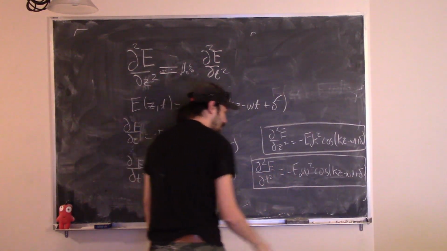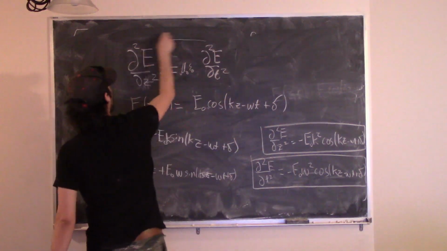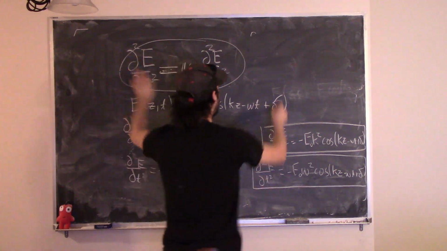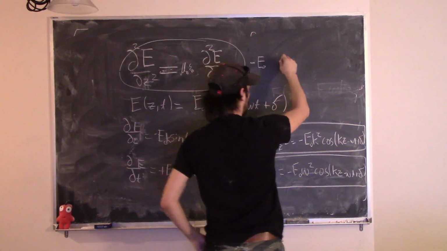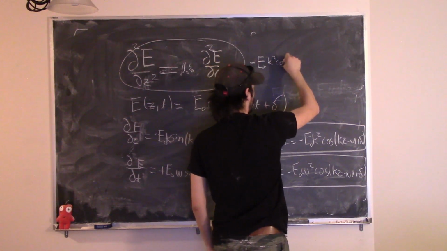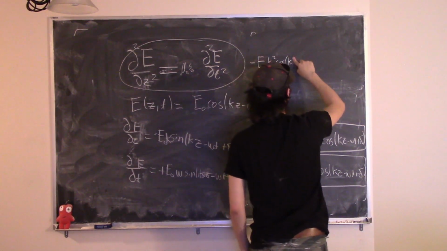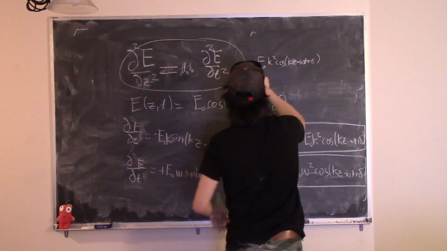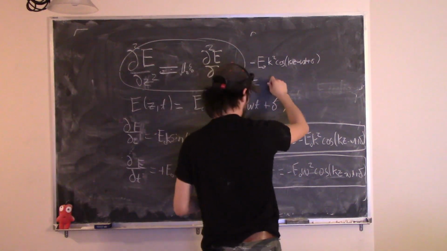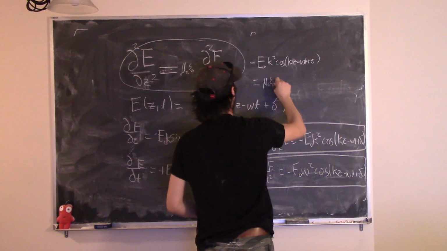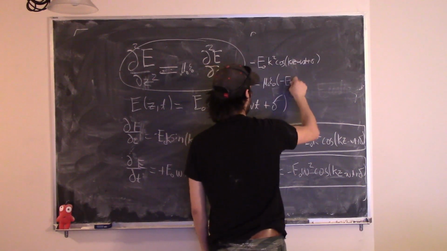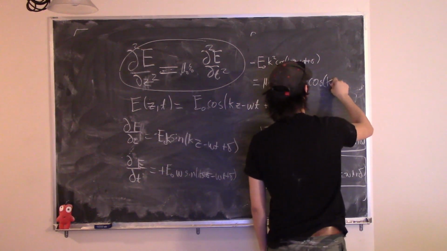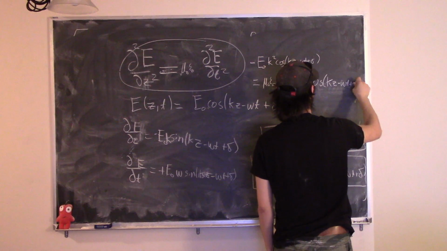All I need to do is take both of these and plug them into the wave equation. When I plug this into the wave equation, right here I'm going to have minus E0 k squared cosine of kz minus omega t plus delta. And then on the right hand side I'm going to have mu naught epsilon naught times E0 omega squared cosine of kz minus omega t plus delta.